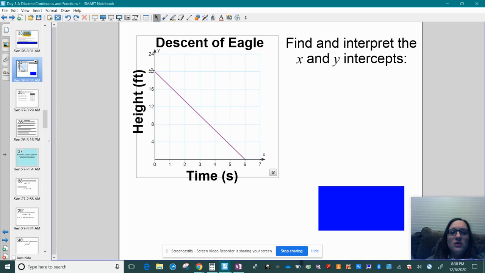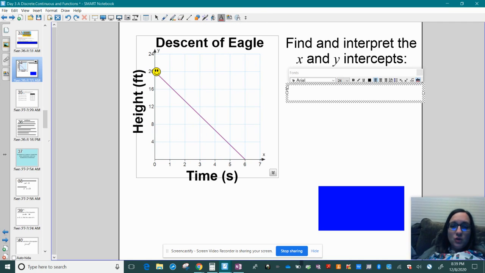The descent of an eagle, and you can almost kind of see that that's how the eagle starts, and it's going lower and lower and lower as it's descending. If we look at this as our time in seconds, so that's a quick descent, and this is our height in feet. If we're looking at the intercepts, our y-intercept is over here at 20. So we have 0 for x, and y-intercept is at 20. We're talking about 0 is the time.